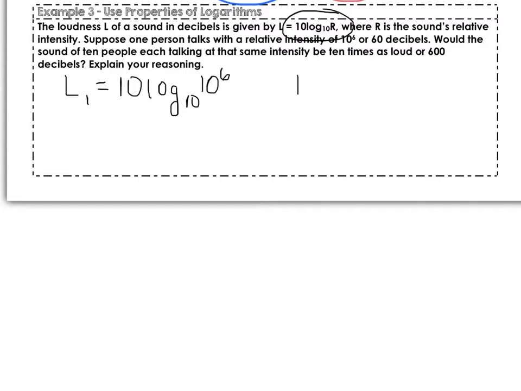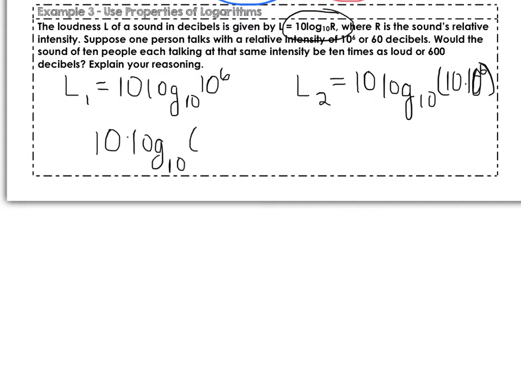Well, we can assume that the level of intensity for 10 people would just be 10 times that amount. So for level or loudness 2, where we have 10 people, we're going to use that same formula, but on the inside, we're going to have 10 times 10 to the 6th, okay? So now, to figure out the difference between these, we're going to subtract them. So we're going to take 10 times log base 10 of, you can really say 10 to the 7th, because 10 times 10 to the 6th is 10 to the 7th. And I'm going to subtract 10 log base 10 of 10 to the 6th.